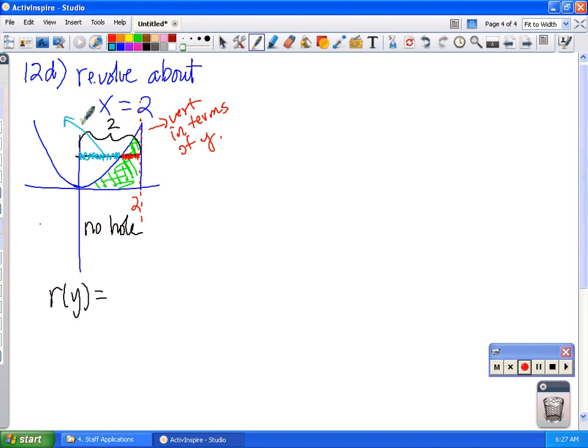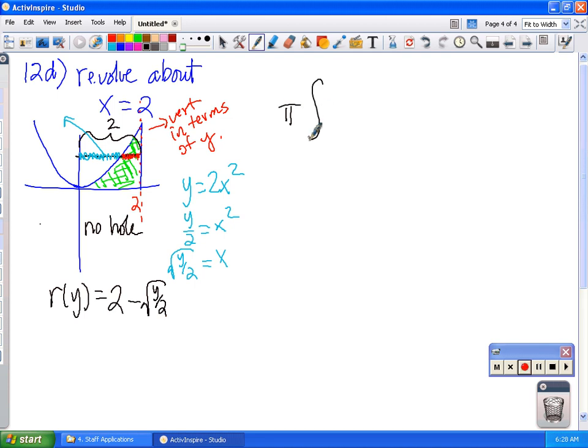Now remember, the equation was y equal to 2x squared, and I need that in terms of y. So I have y over 2 is equal to x squared, so x is equal to the square root of y over 2. So the radius is 2 units, the whole thing is 2 units long, minus that blue region, the square root of y over 2.